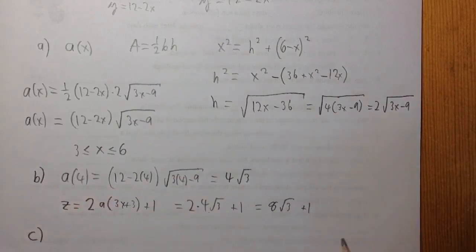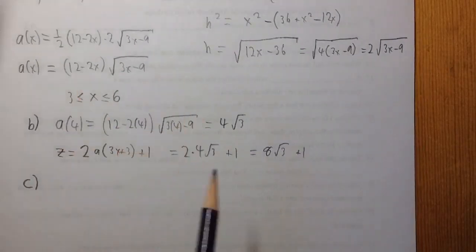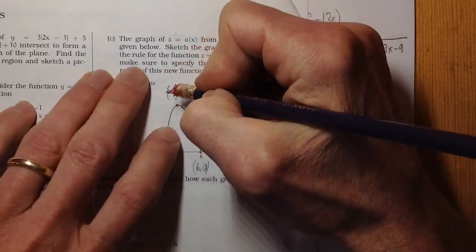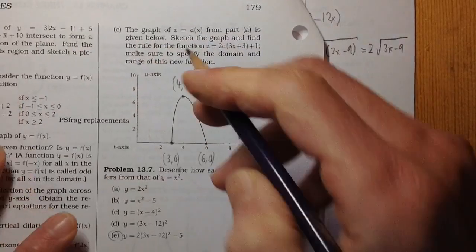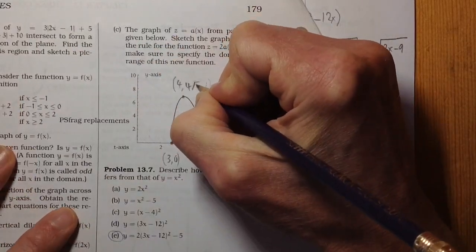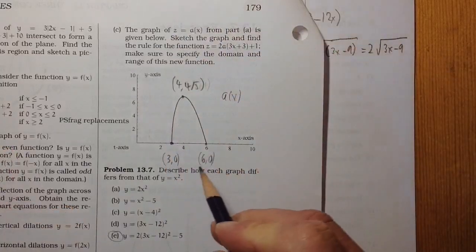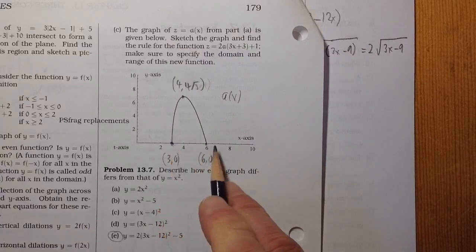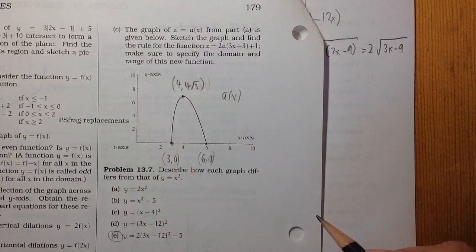Now in part C, they graphed A for us. They graphed this function, and this is what you get. This peak here is 4 square roots of 3, right? That's A. This happens at y equals 4 roots of 3. This point here is 3, 0. When x equals 3, area is 0. And at 6, 0, area is 0. Here's our biggest area.